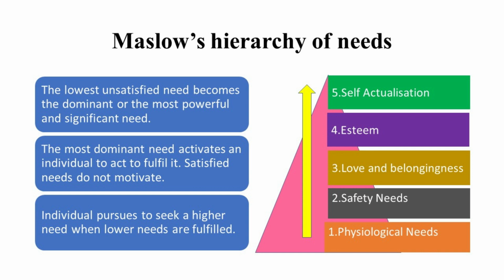In a hierarchical diagram you can easily understand this. At the lowest level are physiological needs; first you have to satisfy these needs. These are the basic needs: air, water, food, shelter, sleep, clothing, reproduction, all this. If you can't satisfy these needs, you can't go for the next one. It is lowest, it is highest, so it is a hierarchy.